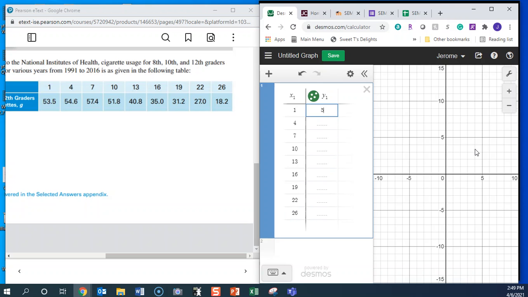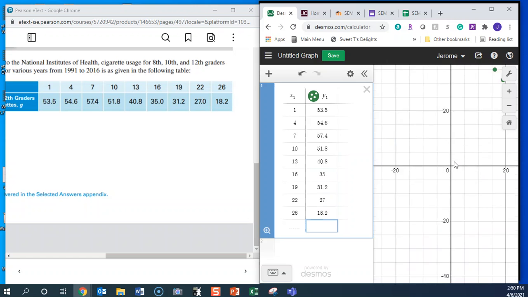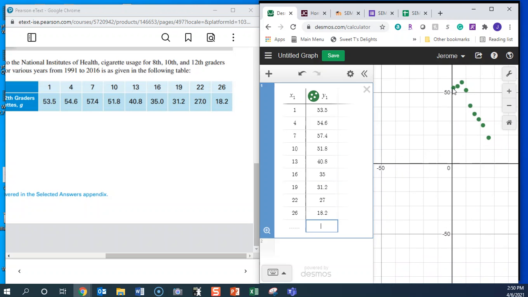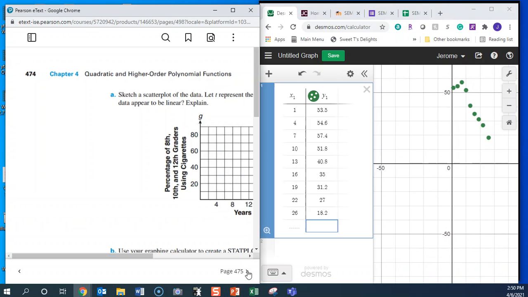Okay, now we have 53.5, 54.6, 57.4, 51.8, 40.8, 35.0, 31.2, 27, and 18.2. All right, so now we've got all these values in. Now we have to look at our scatter plot here. This is our scatter plot. Now, we go back to the question here.